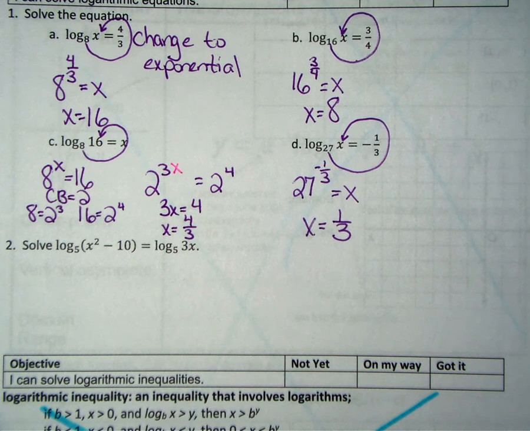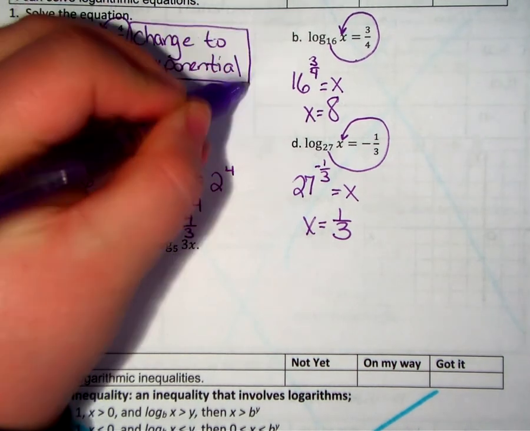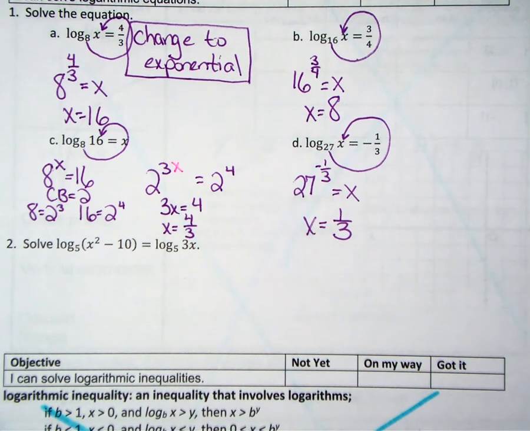Now in each of these problems, I had only one log, and it was all by itself on one side. There's no numbers being added or subtracted to the log, and no number being multiplied or divided by the log. I just had log of something equals something. And our strategy for solving that was to change it to exponential form. You'll notice in number 3, though, it looks just a little different. I now have 2 logs. I have one log on the left, and I have one log on the right.